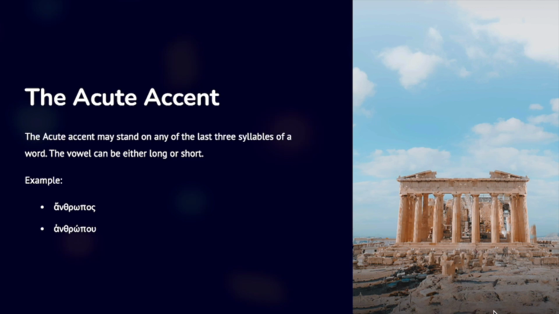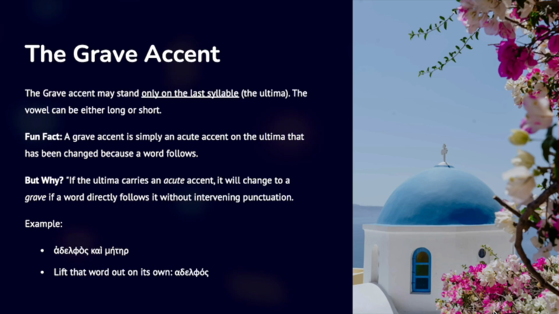Instead, it kind of pulls it over the omega in the middle, on the penult, the second to last syllable. Fascinating, isn't it? And we'll go over plenty more of those examples. But for now, let's look at the grave and see how the grave accent behaves.